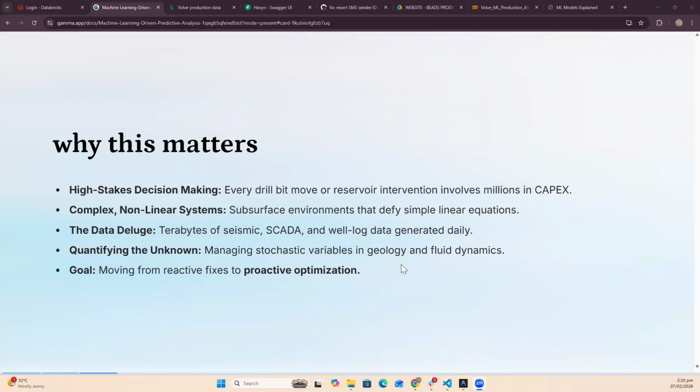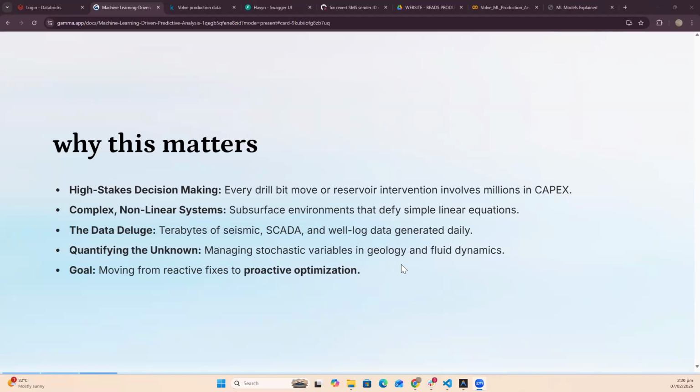Fourth, we are talking about quantifying the unknown. We are dealing with unforeseen circumstances, and whatever we do is more like projection. We don't have a full idea of what happens underground. Rock properties, fluid movement, and faults all have uncertainty. Machine learning helps us quantify this uncertainty so that we can make informed, risk-based decisions.